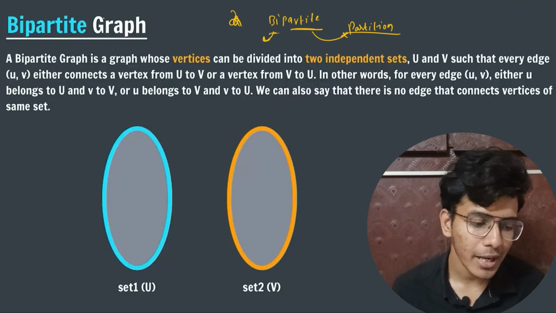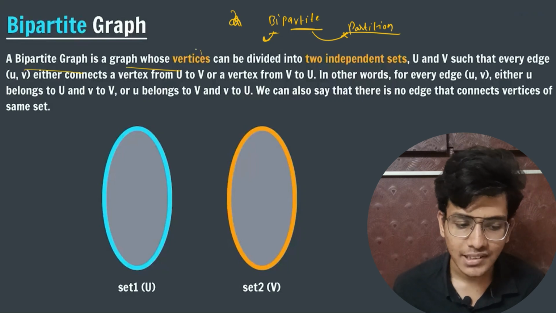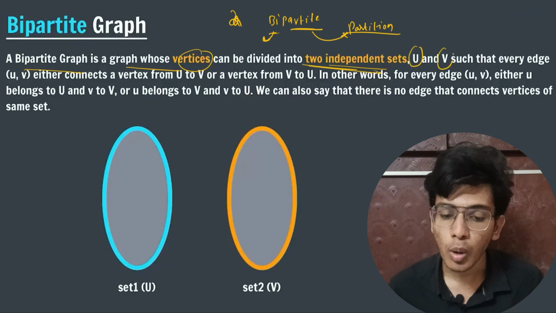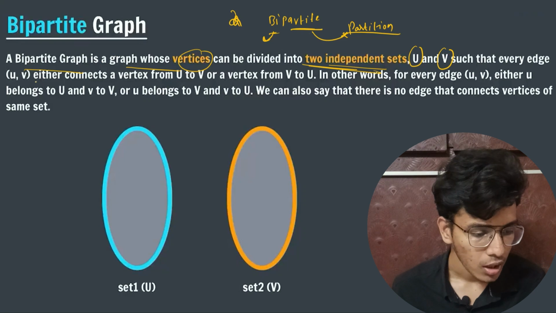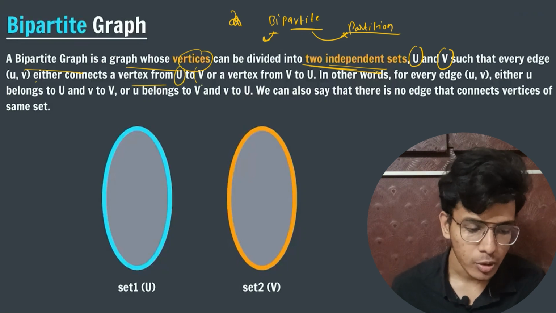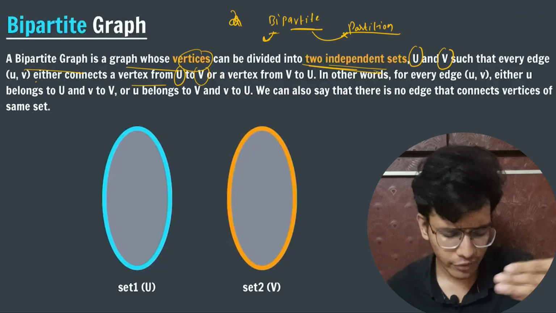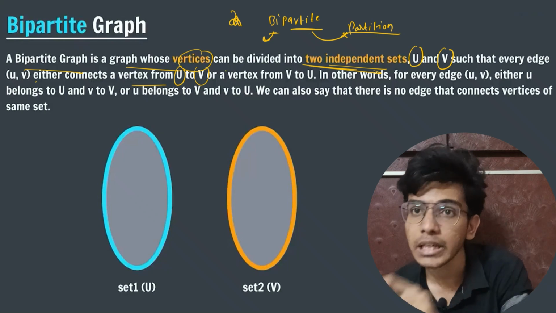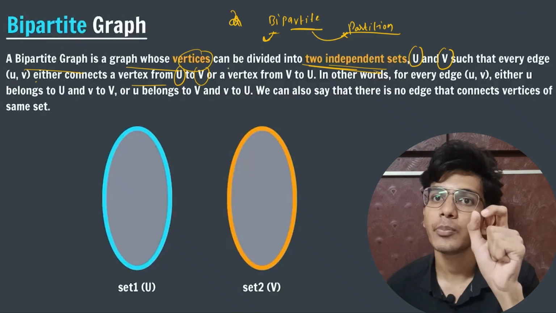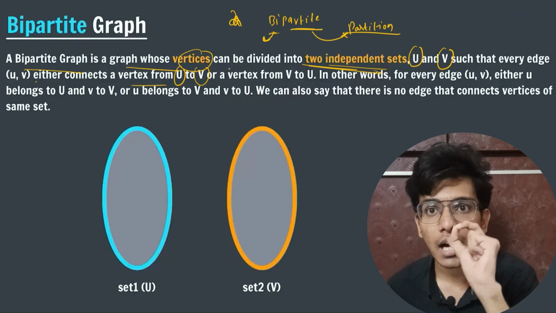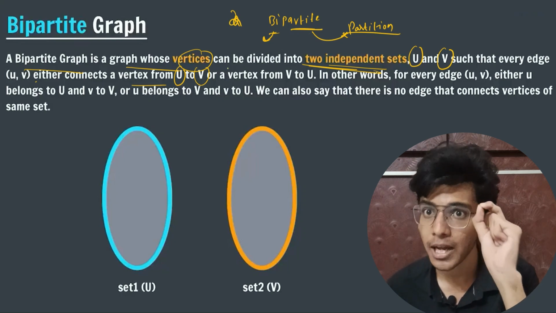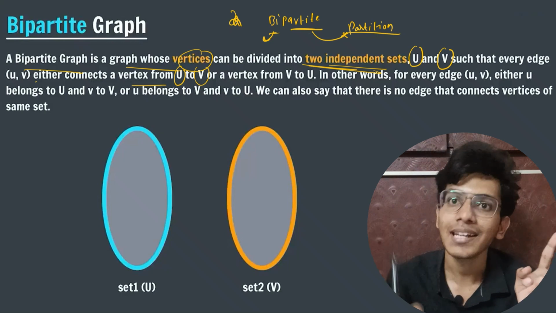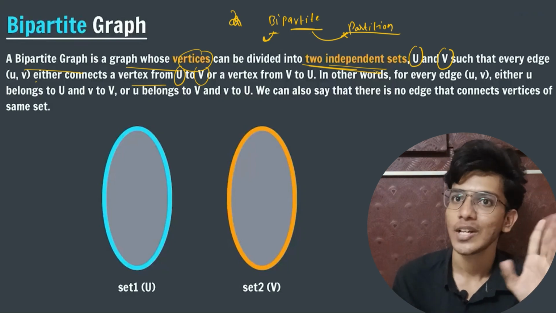And the formal definition of a bipartite graph is that it is a graph whose vertices can be divided into two independent sets U and V, such that every edge of the graph goes from U to V or V to U, but two adjacent nodes should not be in the same set. If they are in the same set, then it is not a bipartite graph. If they are in opposite sets, that is two different independent sets, then it is a bipartite graph. I hope you got the logic here.